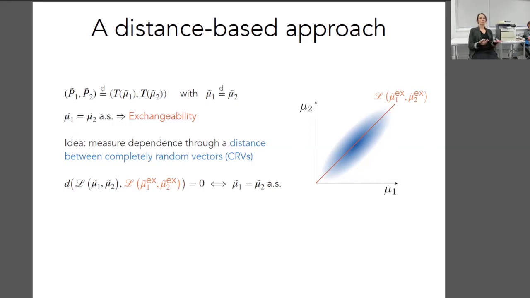And then our idea to measure dependence was quite simple. So we thought of measuring dependence in terms of distance from the maximally dependent scenario. So distance from exchangeability, or this diagonal line in the graph. And in order to do so, we had to introduce a distance between these vectors of random measures, which, as we said, we call completely random vectors.